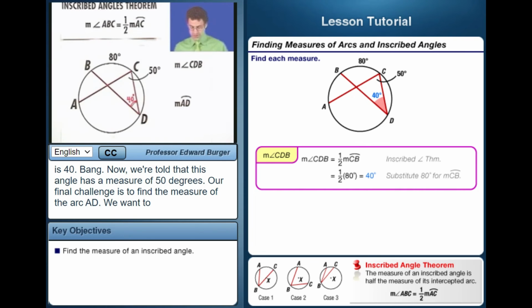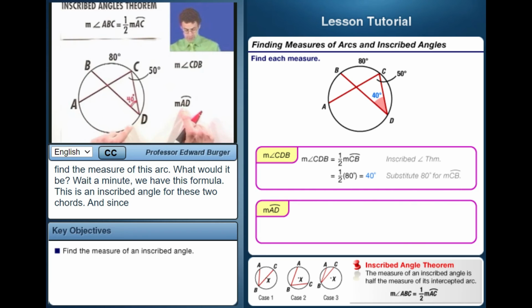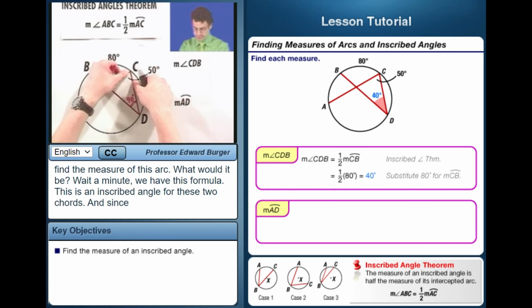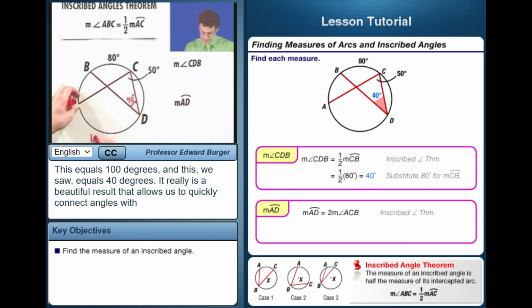Now, we're told that this angle has a measure of 50 degrees, and our final challenge is to find the measure of the arc AD. We want to find the measure of this arc. What would it be? Well, wait a minute. We have this formula. This is an inscribed angle for these two chords, and since that's 50, and that's going to be half of the measure of this arc, then what must the measure of this arc be? 2 times 50, or 100. So this equals 100 degrees, and this we saw equals 40 degrees.